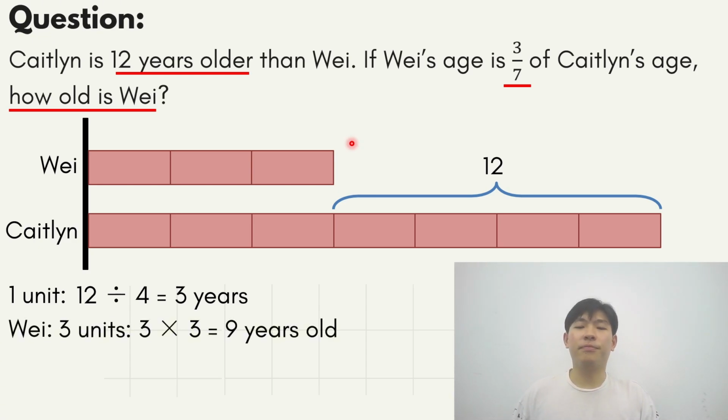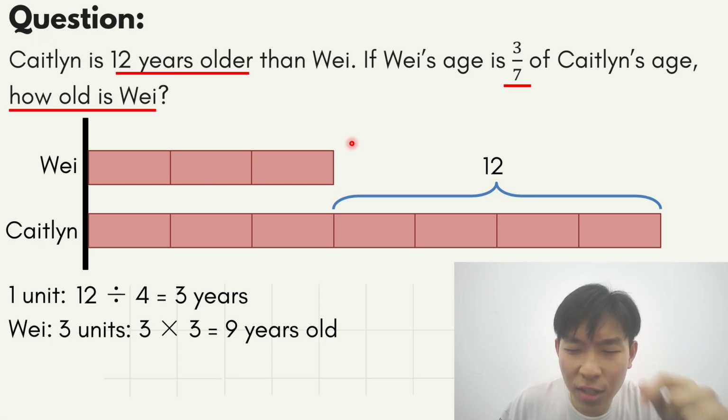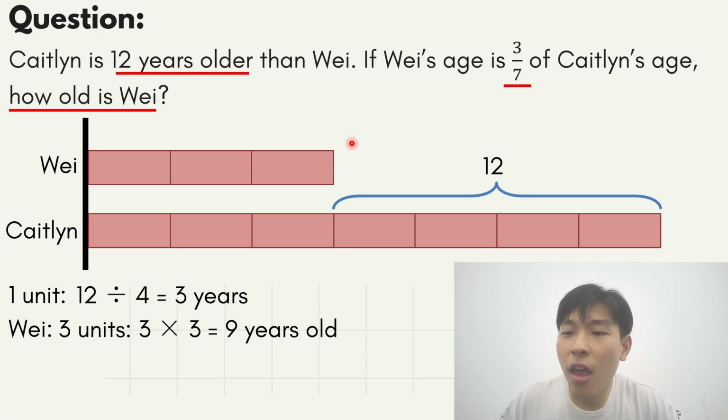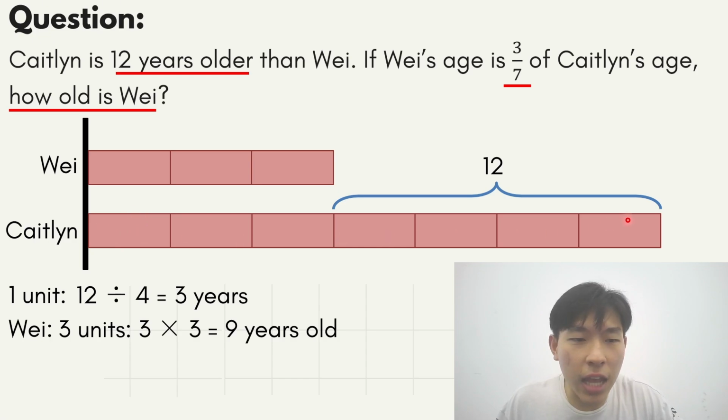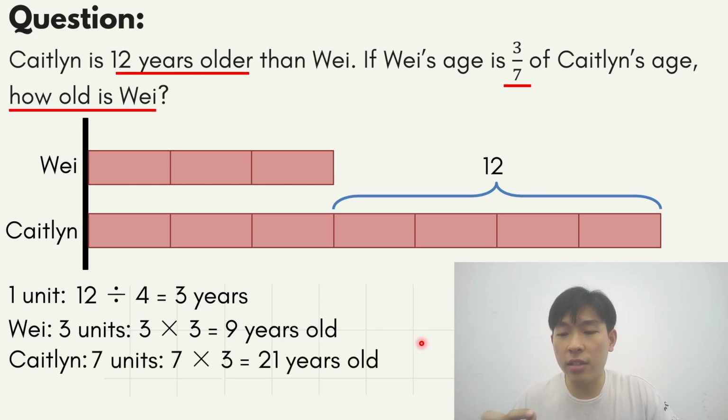Perfect. Now, to make this an exercise, let's try to find Kaylin's age as well. So 1 unit is 3. Kaylin has 7 units. So how old is Kaylin? 21. Very nice. How to find 21? Perfect. Just 7 times 3. Very nice. So Kaylin is 7 units. 7 times 3 equals 21 years old.